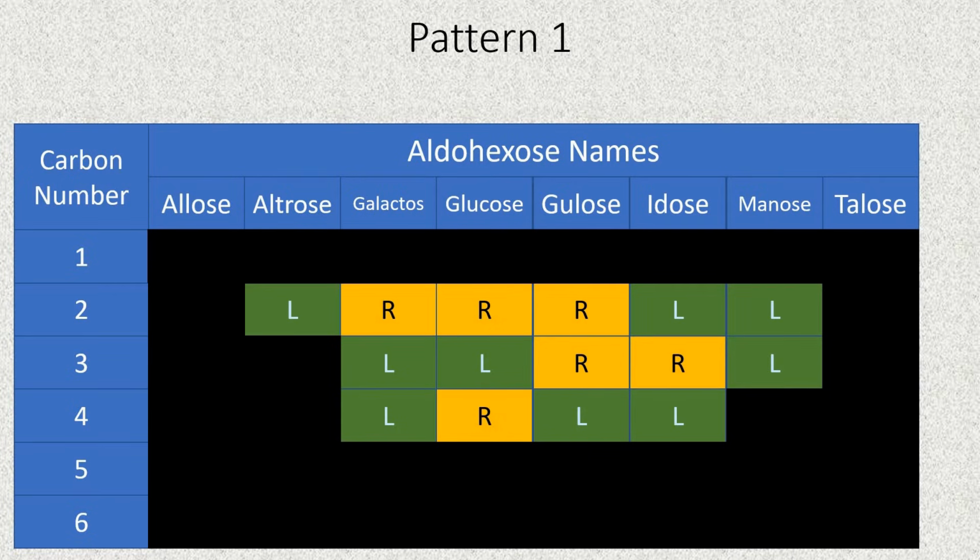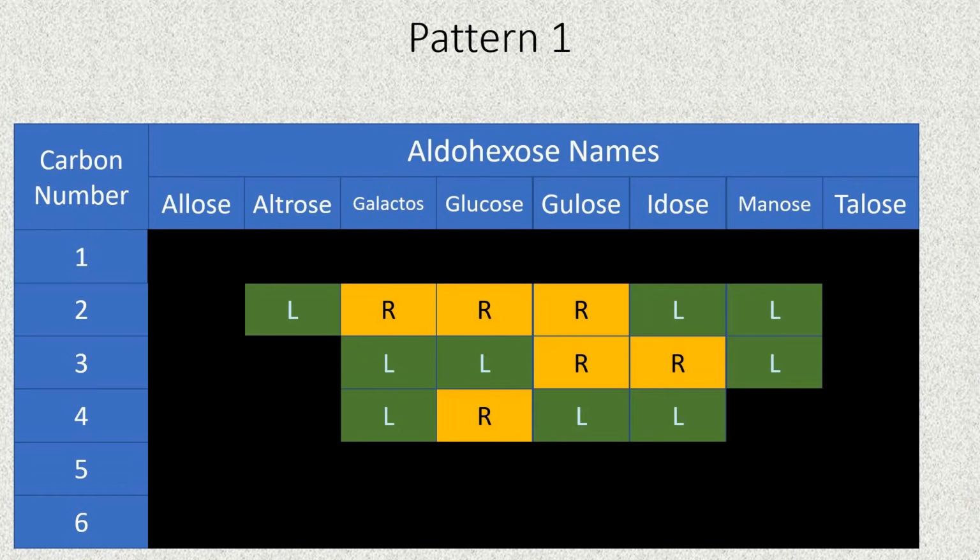And now what about glucose? You can see in glucose, carbon number 2 and carbon number 4 are on the right side, while the hydroxyl group on carbon number 3 is on the left side. So this was the whole pattern. All of the blank spaces left will be on the right side.